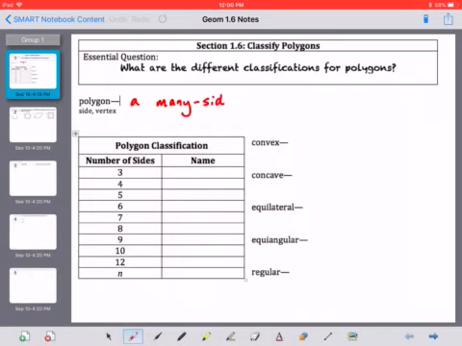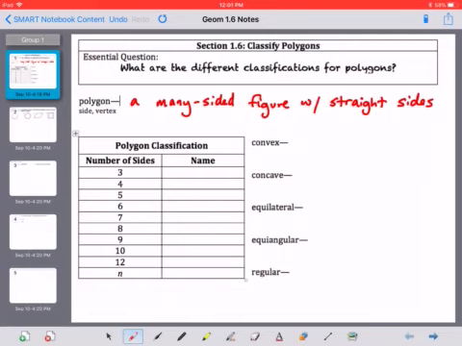But the mathematical definition of a polygon is a many-sided figure with straight sides. So a polygon cannot have any curves. A circle is not a polygon. All right, so there are some special names for certain polygons.